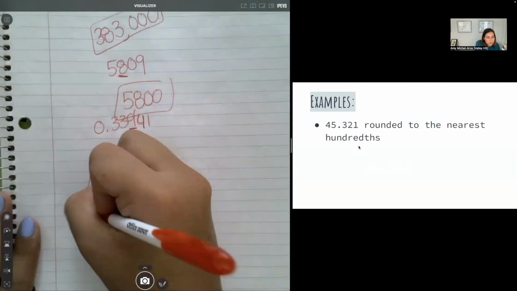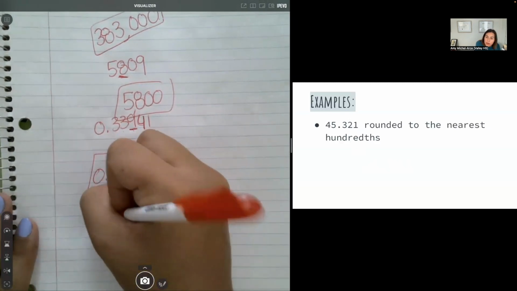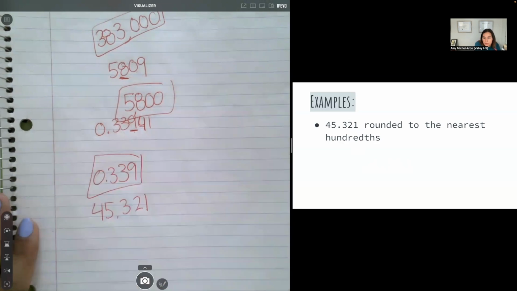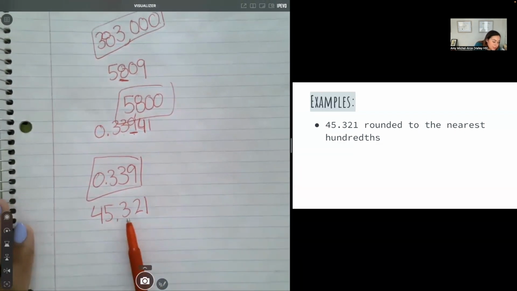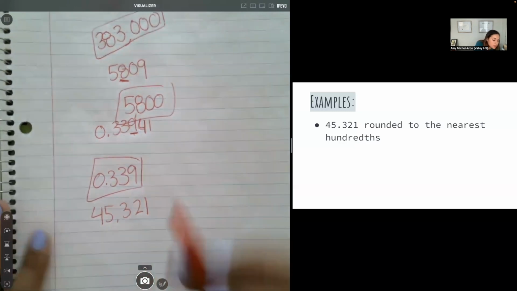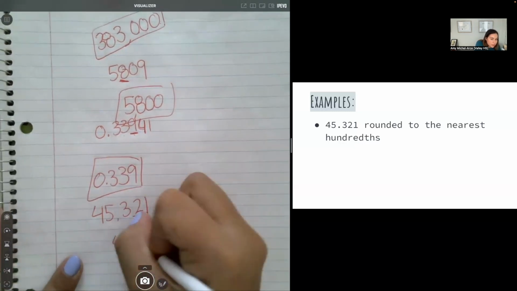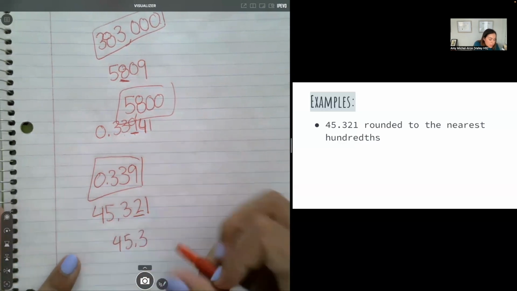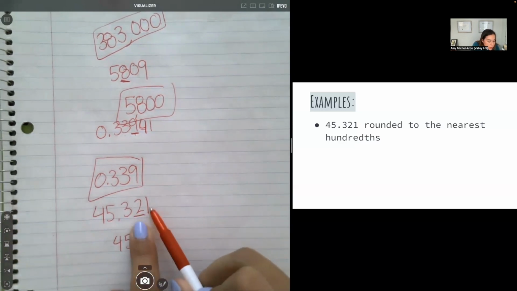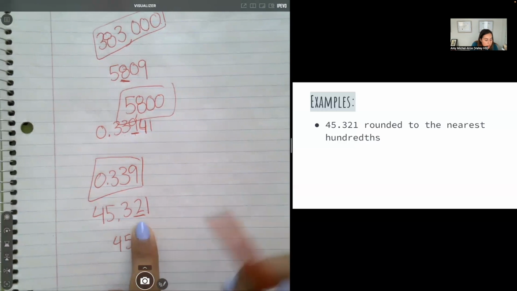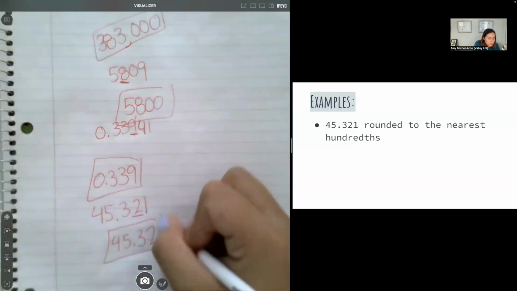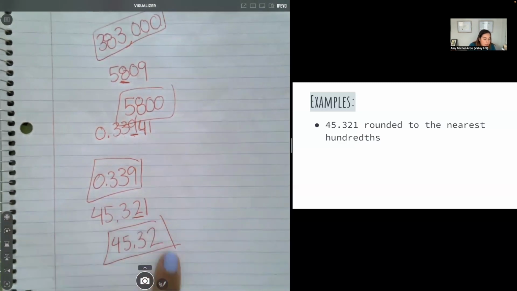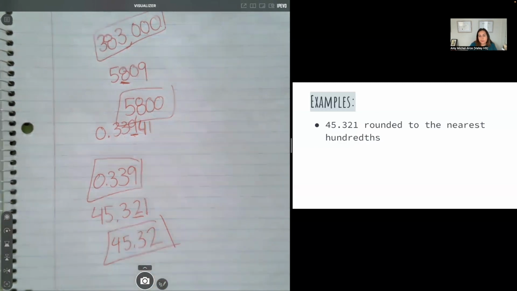Last one, 45.321. Round to the nearest hundredth. So again, this is the tenths, this is the hundredths. Everything to the left is going to stay the same. So 45.3. This 2 is going to round down because of the 1, right? Less than 5, you round down. Stays a 2. And we don't need the 1 to become a 0 here because it's not holding any place value.